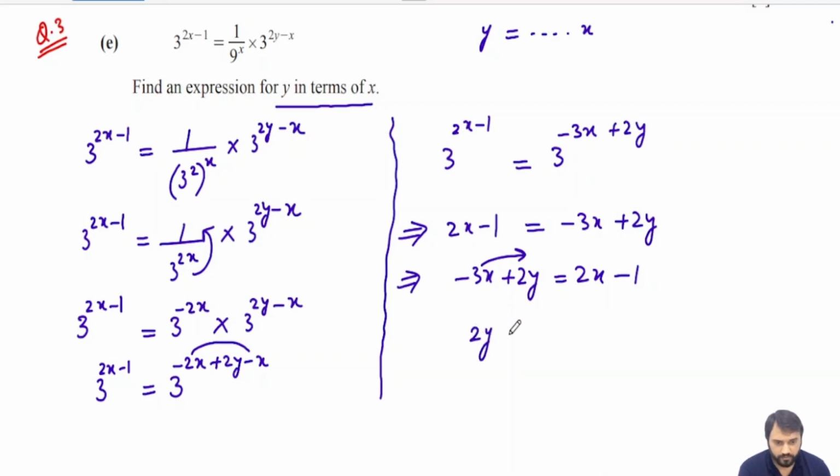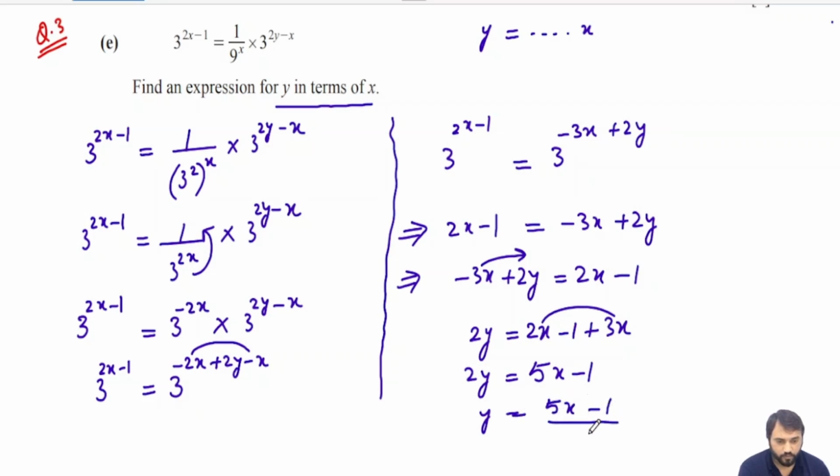So 2y, although it doesn't matter if y is on the left hand side or right hand side, is equal to 2x minus 1 plus 3x. 2y is equal to, we're going to add them, 5x minus 1. 2 is multiplying, when it moves, it will divide. So y equals 5x minus 1 over 2. This is our answer, y in terms of x.